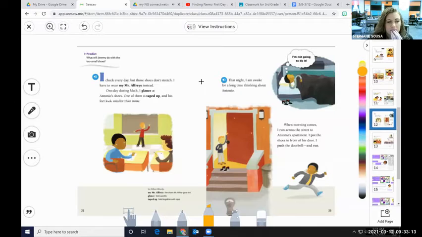I check every day, but those shoes don't stretch. I have to wear my Mr. Alfrey's instead. One day during math, I glance at Antonio's shoes. One of them is taped up, and his feet look smaller than mine. That night, I am awake for a long time thinking about Antonio. I'm not going to do it. When morning comes, I run across the street to Antonio's apartment. I put the shoes in front of his door. I push the doorbell and run.